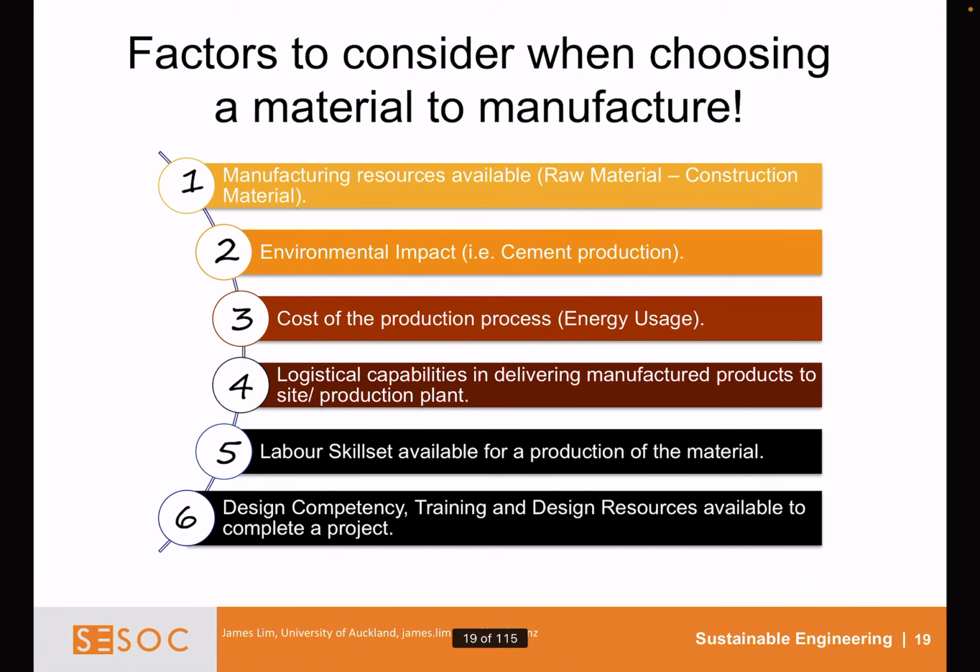Factors to consider when choosing a material to manufacture. Number 1, manufacturing resources available. Have we the resources available to produce raw glass, steel, plastic for the part manufacturing phase? Number 2, environmental impact. Producing cement through the kiln rotation process requires very high energy. This is due to the extensive heat required to transform the raw materials to clinker. Comparing this process to timber manufacturing, it's mainly CNC machines cutting that is carried out, which does not require extremely large amounts of energy.